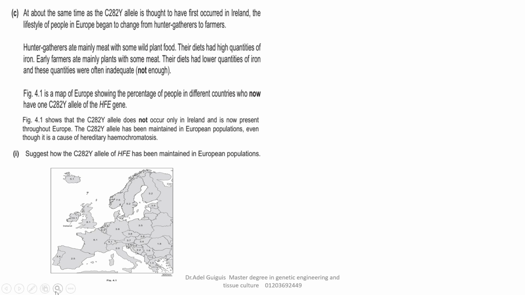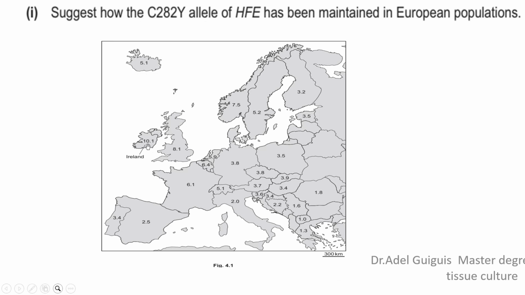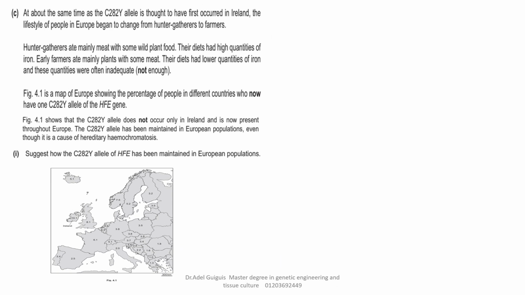Firstly, look at the map now. Here's the map. Where is Ireland? This part. Here are other European countries. What about the percentage occurrence of this mutation in Ireland? 10.1. Near Ireland 8.2, some countries with 8.2, 7.5, and so on. As we move far to the right, or to the north or to the south, the figures decrease gradually. This means the hypothesis or conclusion of scientists that Ireland is the base, the first place where this mutation takes place, is correct. Now look how this mutant allele has been maintained in European populations.